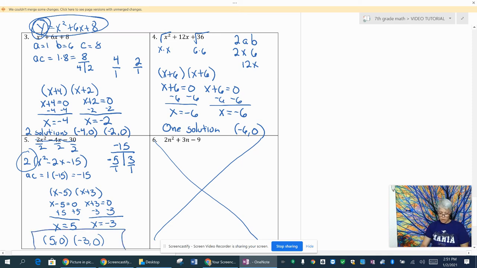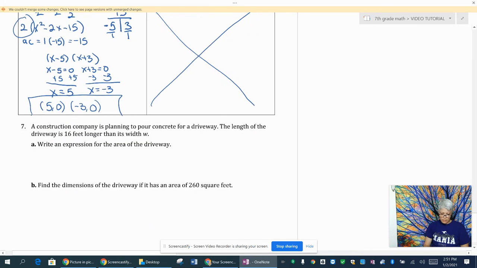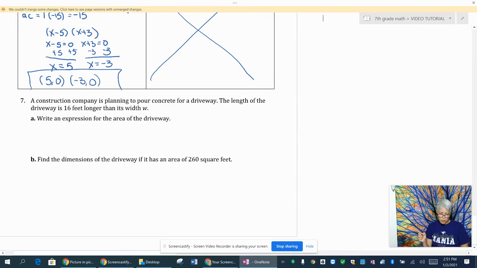Okay, moving on. Let's look at this word problem. Ooh, so fun. A construction company is planning to pour concrete for a driveway. The length of the driveway is 16 feet longer than the width. Oh my gosh. So the length, if I take 16 feet and I add it to the width, I get the length. I think you got to think about that because we've been doing this a few times. So that's how that goes. Now, also, we want to know an expression for area. And if you remember, that would be length times width.